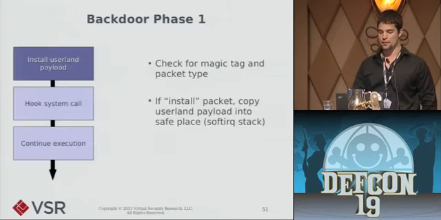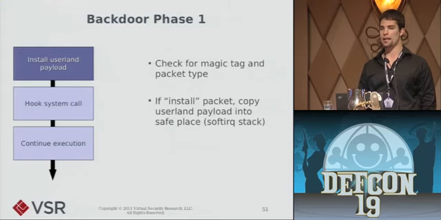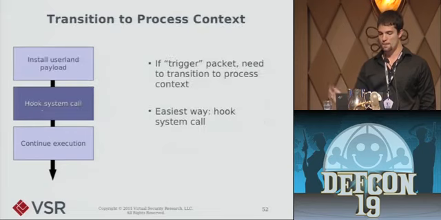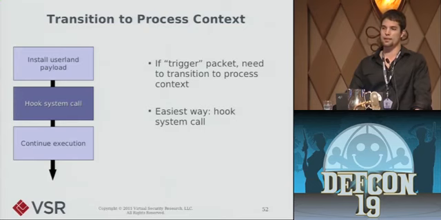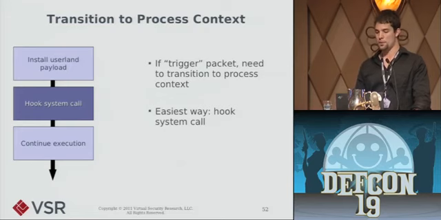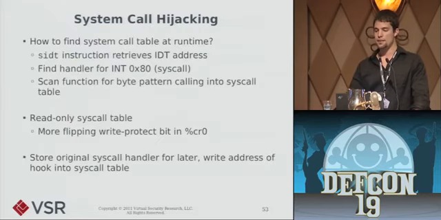So for the first phase, we check the magic tag when we receive an ICMP packet, and if it's an install packet, then we'll just copy the payload that's in the packet into a safe place, and we're going to keep using the SoftIRQ stack as a good place to store stuff. If we get a trigger packet, then we need to make that transition to process context. And in my opinion, the easiest way to do so is to hook a system call, because whenever a process calls a system call, it will then be executing kernel code in process context, which is where we want to be.